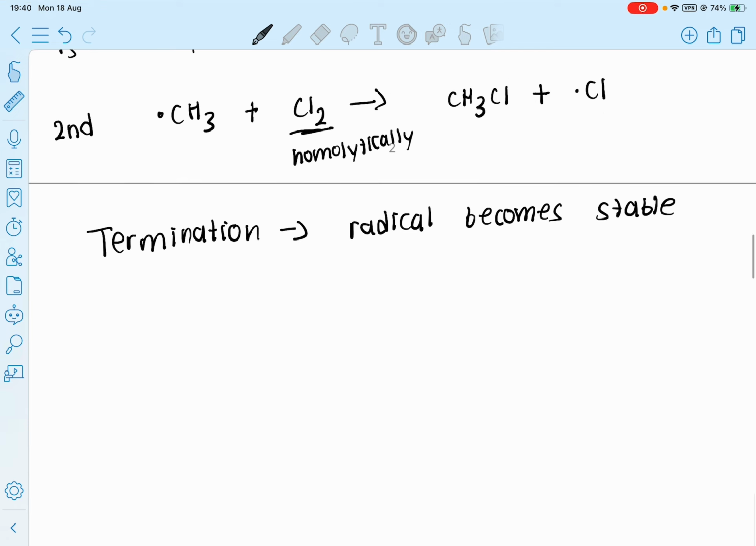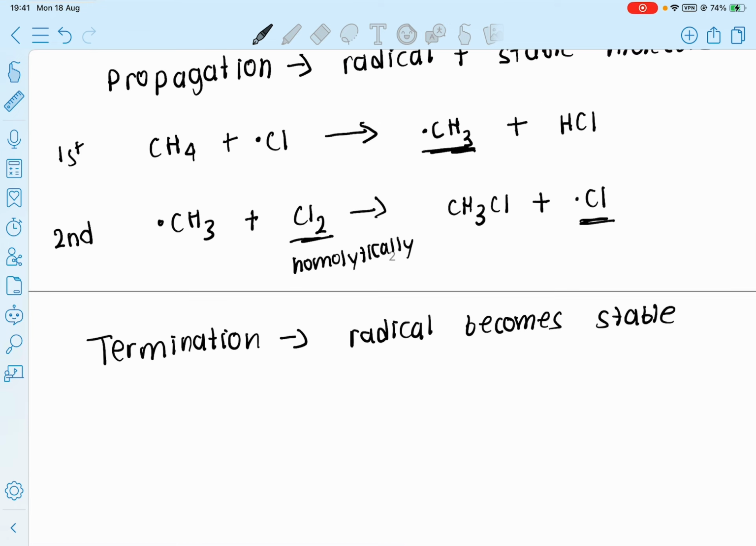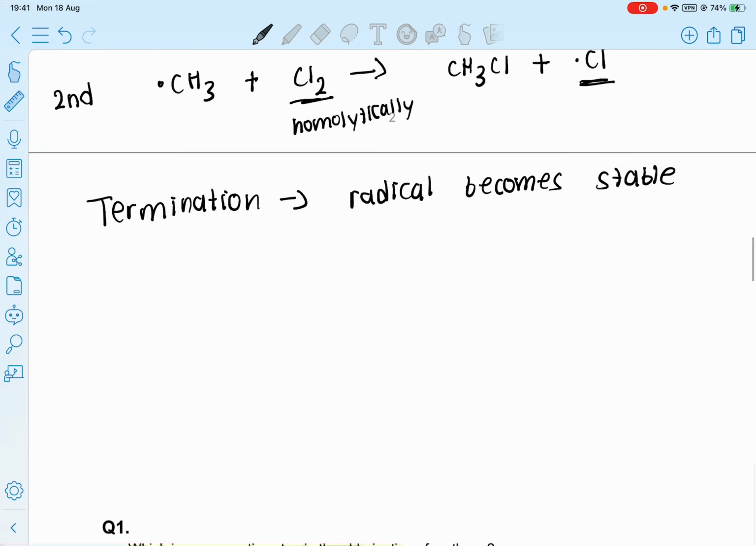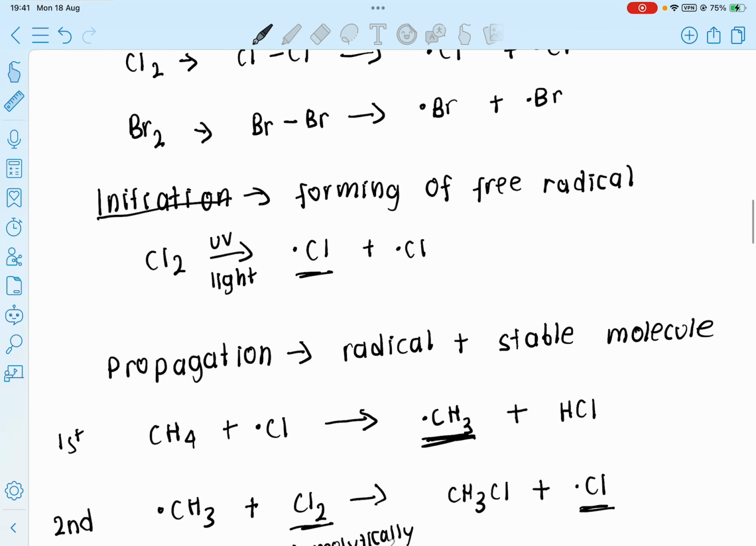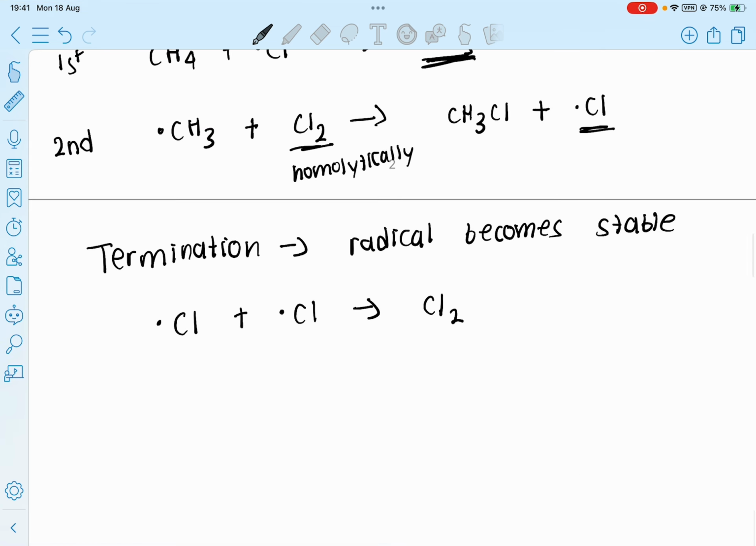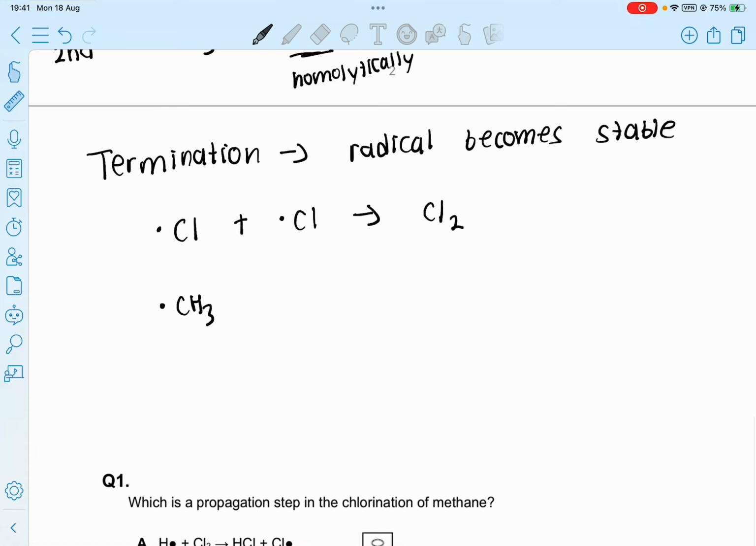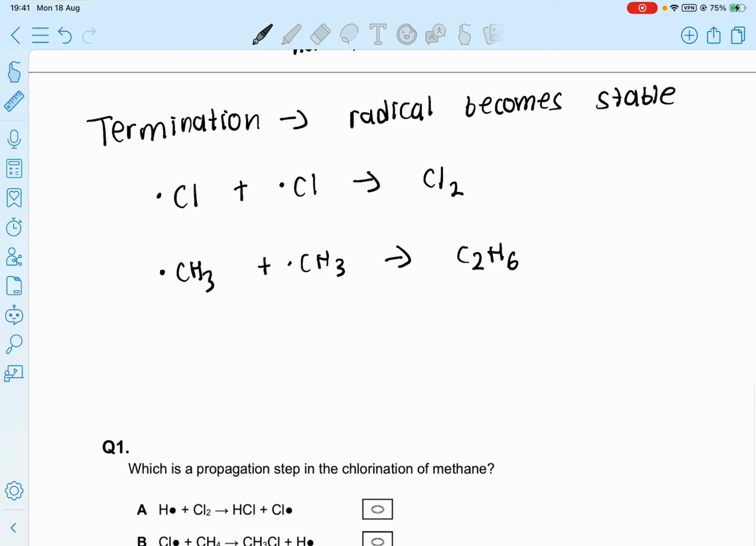Now, as we can see here, we have this radical and we have this radical. So there's 3 different ways we could terminate. First way, Cl radical plus Cl radical, which goes right back to chlorine. It's basically the opposite of initiation. And then we can do the same thing with the CH3, the methyl radical, CH3 plus CH3, which forms C2H6. As you can see, they both are stable molecules. Finally, you could also do a methyl radical plus a chlorine radical to get CH3Cl.